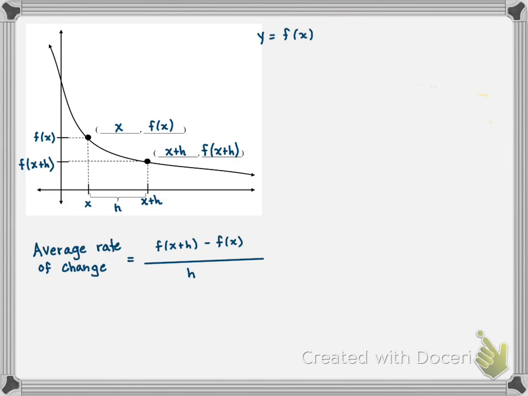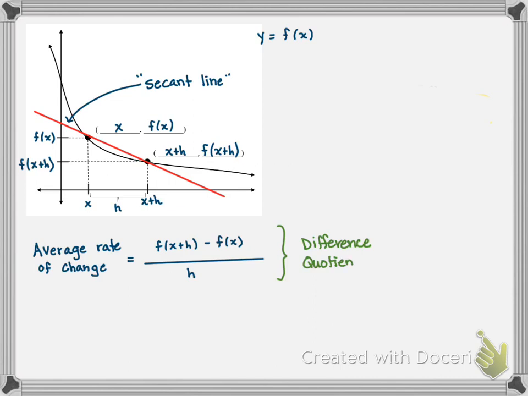Another way of saying that is it's the slope of what we call a secant line. A secant line is just a line through any 2 points on a function. So the slope of the secant line is the average rate of change. And this general expression is what we call the difference quotient. And this is what the derivative is based off of.